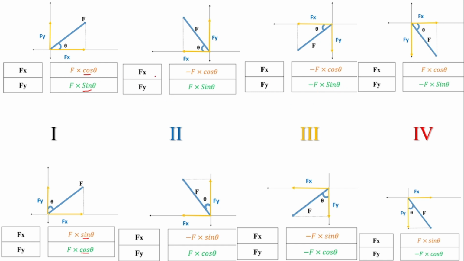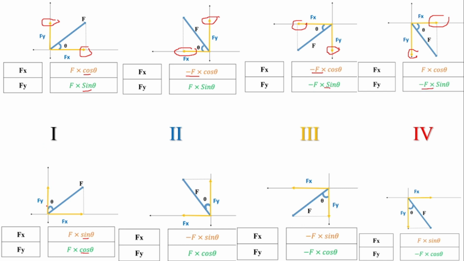Now about the sign, we talk about Fx. When it is towards right, its value is positive. That means in the first and fourth quadrant, the value of Fx is always positive. In the case of second and third quadrant, it is pointed towards the left side, that's why the negative sign comes. Then Fy, when Fy is upward, for first and second quadrant its value is positive, and for the third and fourth quadrant, its value is minus because it is pointed towards the downward direction.